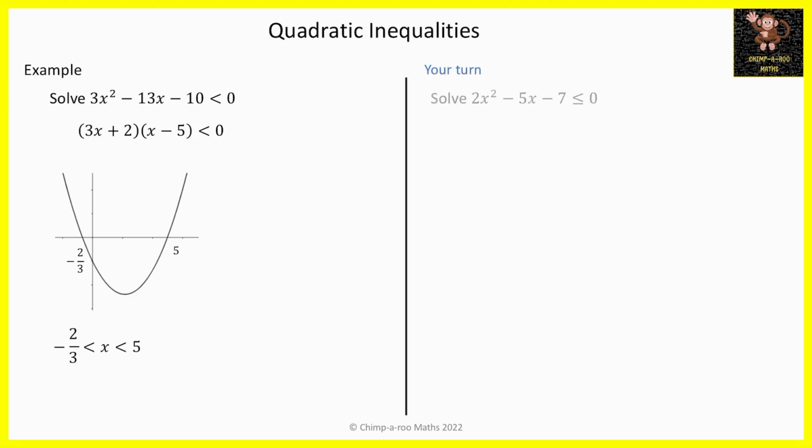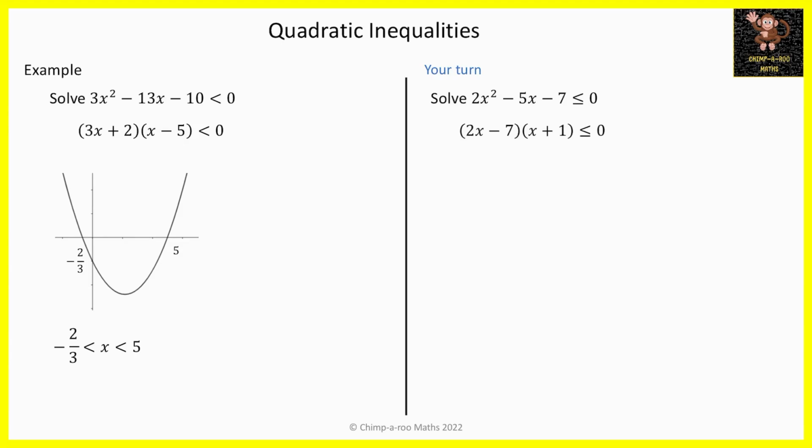Okay, your turn then. Try and see if you can solve 2x squared minus 5x minus 7 is less than or equal to 0. Again, look at the previous example, pause the video, have a go, and then come back, check your solutions. Remember to factorise, sketch, solve.